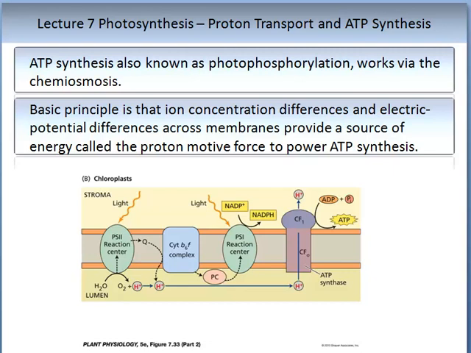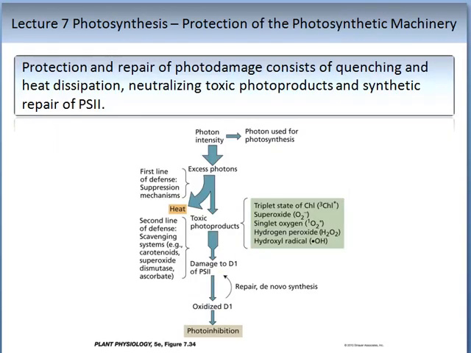NADP plus inorganic phosphate enables the production of ATP. We have been exploring now in some detail the mechanisms of photosystem 1 and photosystem 2, and as you will appreciate, they are extremely complicated. So what happens when they go wrong, and how does the plant avoid this?